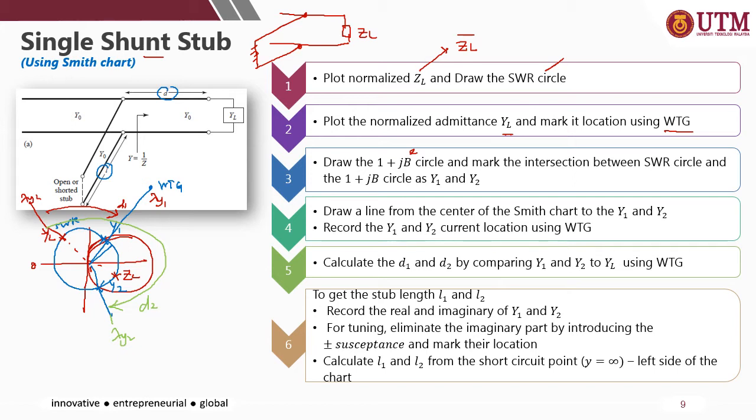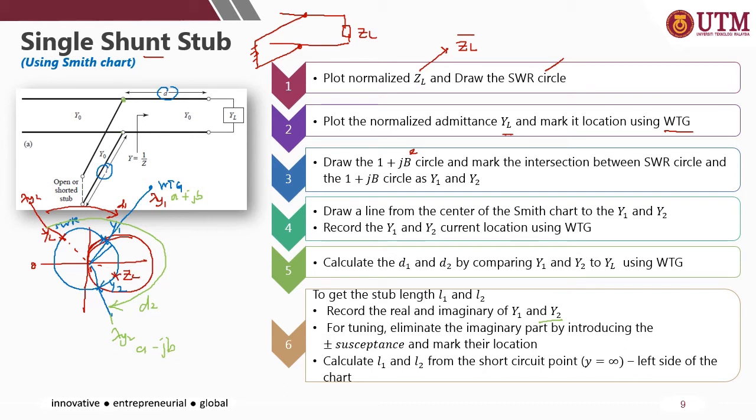Okay, and then to get the stub length L, the stub length from the line to the end of the stub, you need to record the real and imaginary part of Y1 and Y2. So here, just now you recorded the current position in wavelength. So now you need to record its position for real and imaginary part. For example, A plus JB, and here A minus JB.